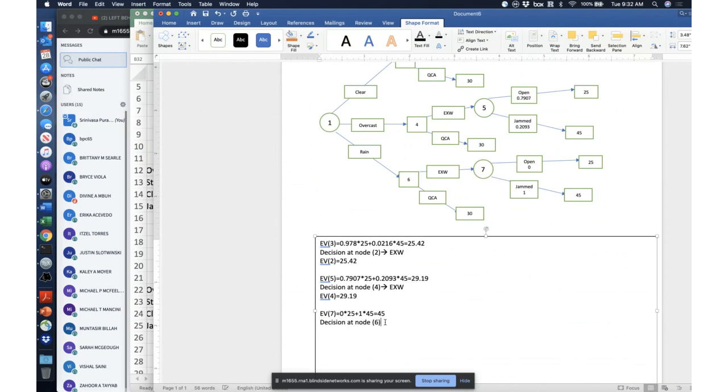The decision at node 6 is, if you take the expressway, it's going to take you 45 minutes. If you take Queen City Avenue, it's going to take you 30 minutes. So here it is take Queen City Avenue. The expected payoff at node 6 will be 30 minutes because you chose to take Queen City Avenue.